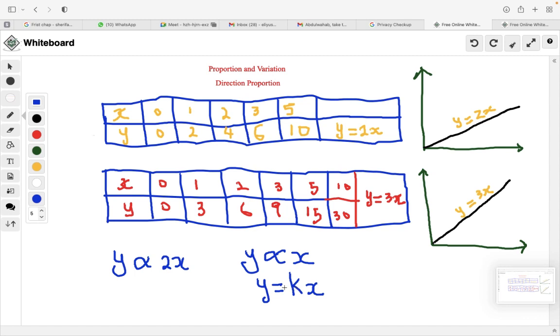Remember, this k is the constant value, which is 2 here. So 2 is the value of k for this function, okay? And 3 is the value of k for this function. So this is the representation. This is how we represent the function of direct variation. When two things are directly proportional or directly vary with one another, this is how we show the representation.